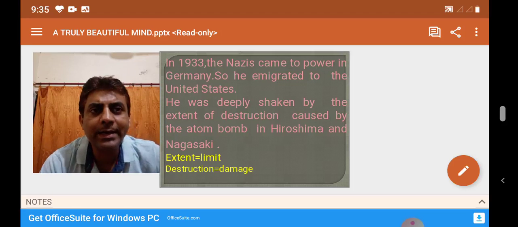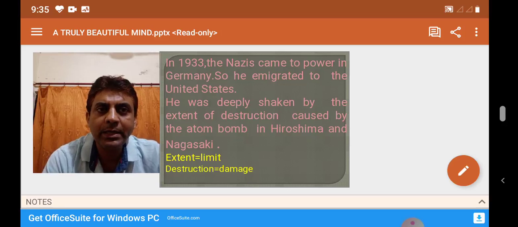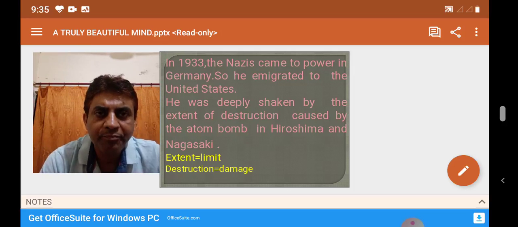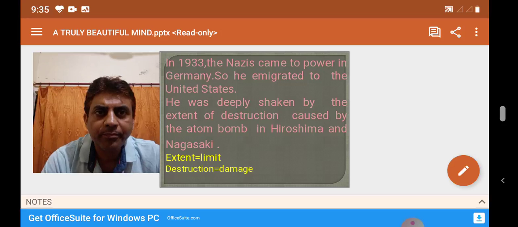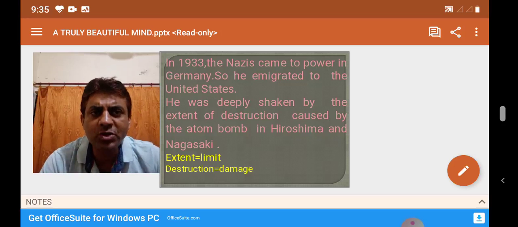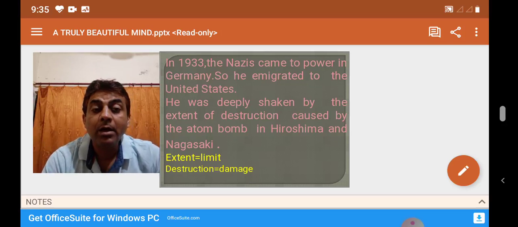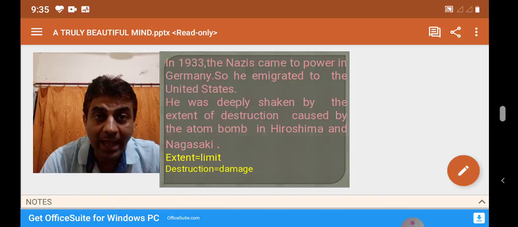As soon as the Nazis came to power in Germany, Albert Einstein moved to the United States. And dear students, you know that an atom bomb was dropped on two cities of Japan, Hiroshima and Nagasaki. He was deeply shaken by the destruction, damage caused by the atom bomb in the two cities, Hiroshima and Nagasaki.